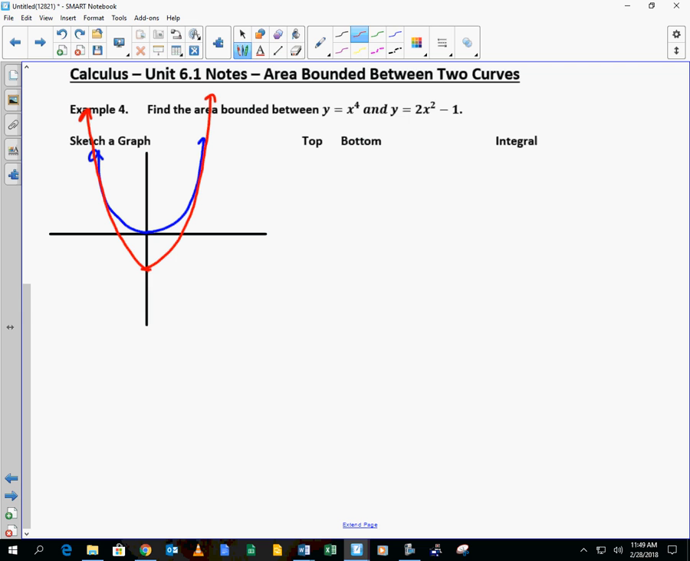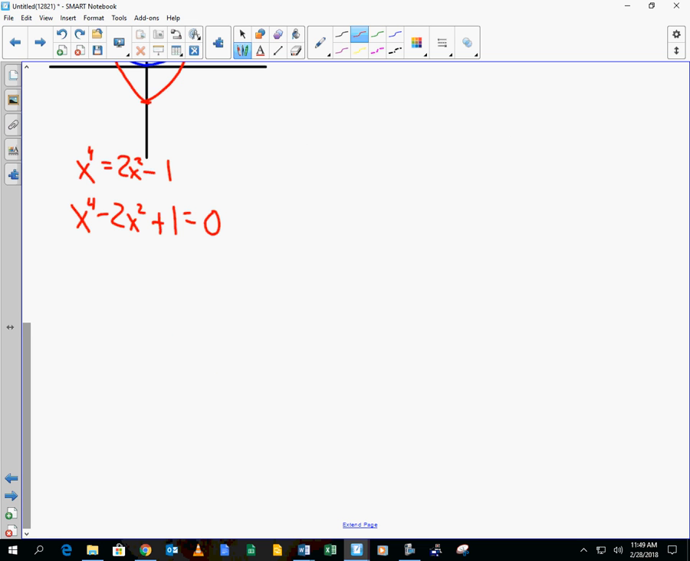So I'm not given any bounds here, and so what I'm going to do is set those equal to each other. X to the fourth is equal to 2x squared minus 1. I subtract the 2x squared over, and I add the 1 over. I get x to the fourth minus 2x squared plus 1 is equal to 0. What now? What are my solutions? So that means that 1 is a double solution and negative 1 is a double solution.